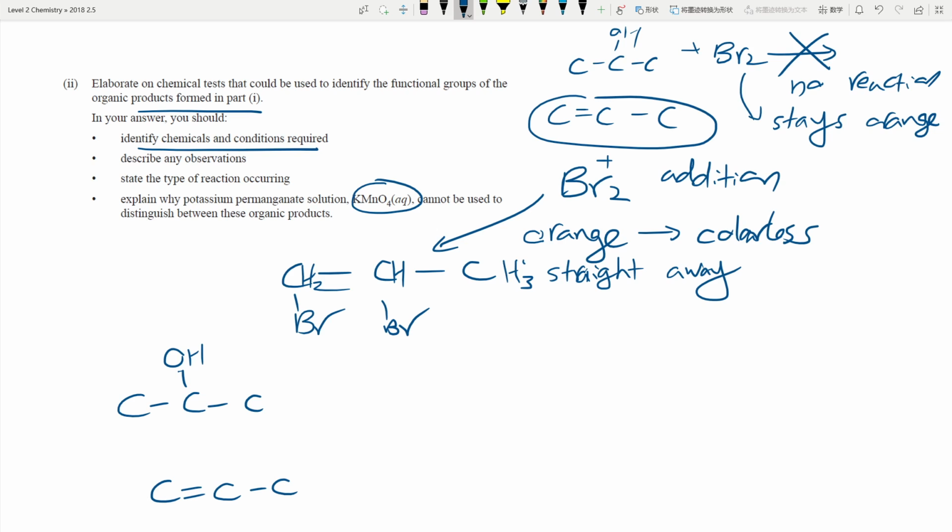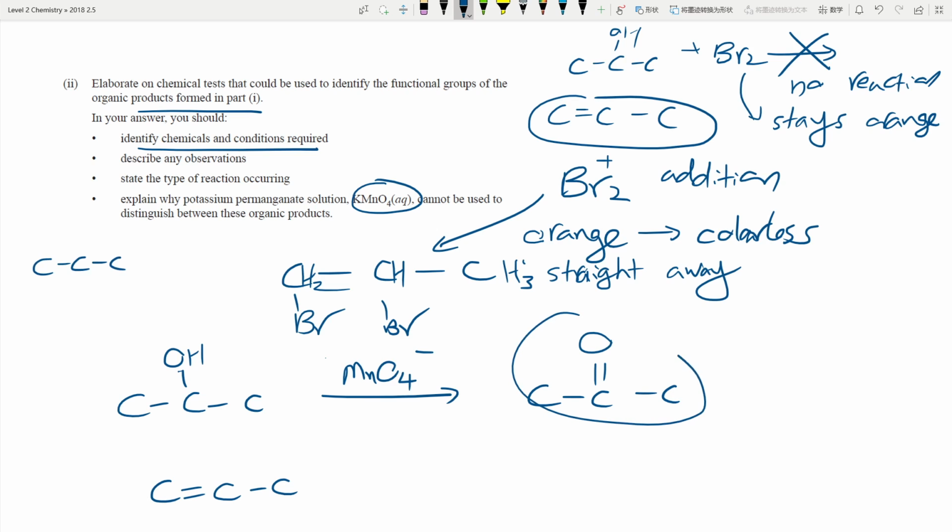This is a secondary alcohol. If you react the secondary alcohol with the permanganate ion, it will oxidize as well. So let's say, this thing that I just drew, this is a year 13 molecule. This is a ketone, but you don't need to know that. Let's say if we have something more familiar.